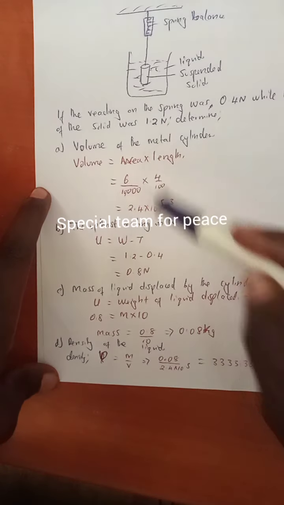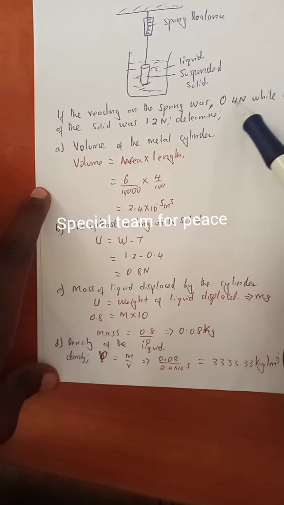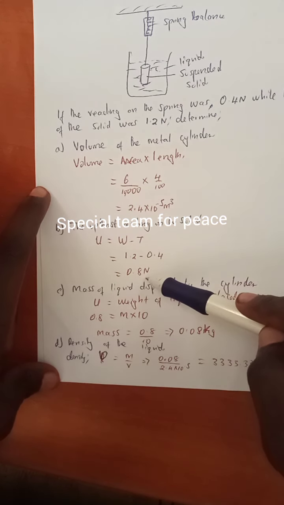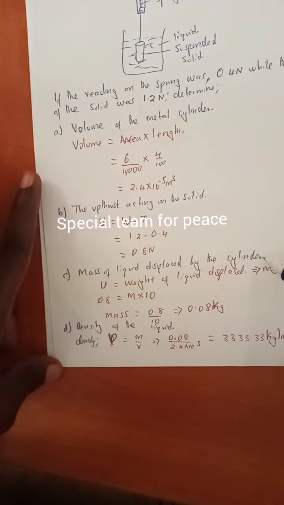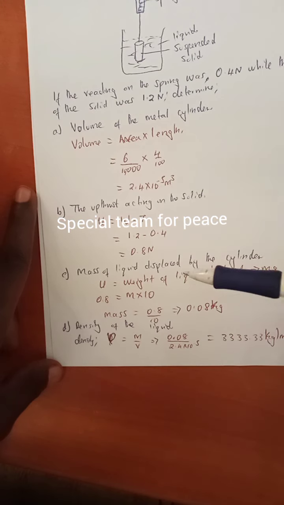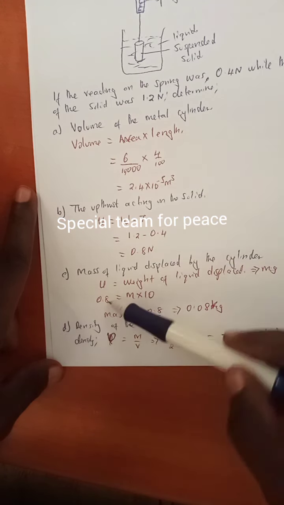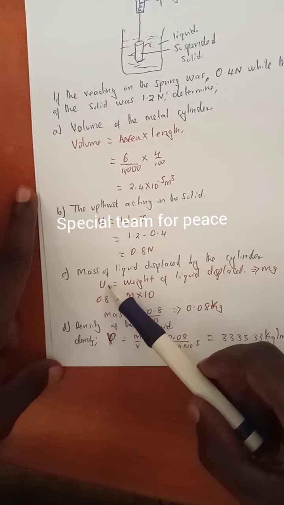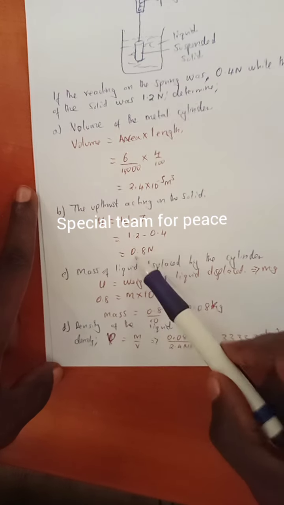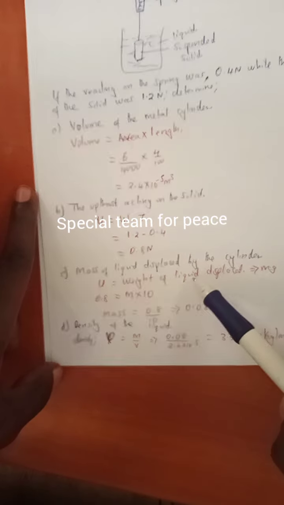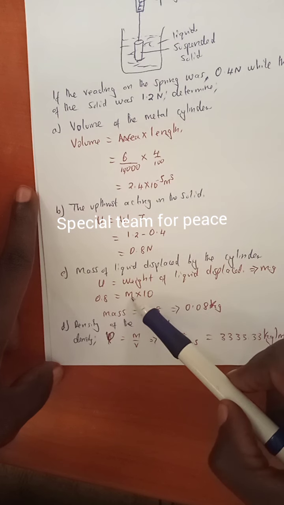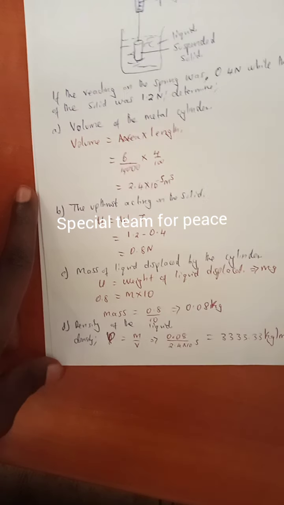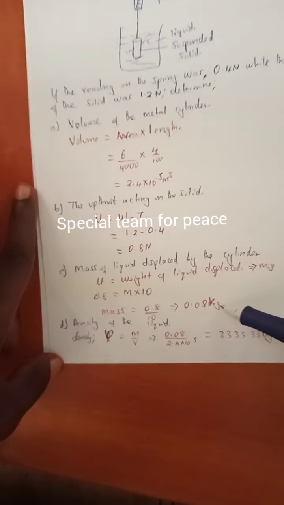The real weight is 1.2. The apparent weight or the tension is 0.4. So the difference gives us 0.8 Newton. Then the mass of the liquid displaced by the cylinder. Remember we said from the law of flotation, or the Archimedes principle, that a floating object displaces its own weight, or the upthrust is the same as the weight of the liquid displaced. Therefore, the upthrust, which is 0.8, is equals to the weight of the liquid displaced. So it becomes the upthrust, 0.8, is equals to the mass times gravity. So making mass the subject leaves you with 0.08 kilogram.